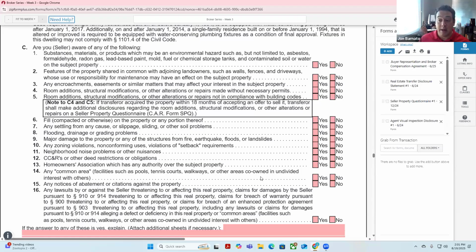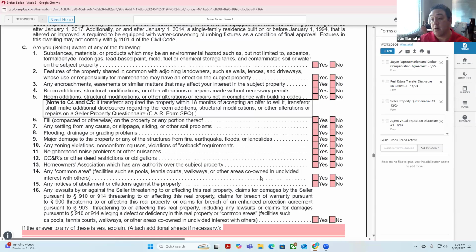So if any of those issues are happening, I ask, have you ever had a dispute with your neighbor about the fence line and where the fence line is? And if they say, yeah, we argued about it, then you need to be talking about it, because that may be an encroachment issue. Make sense?